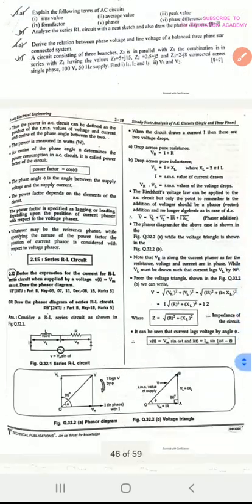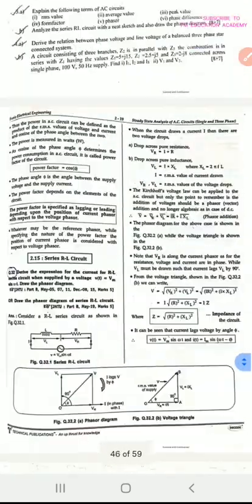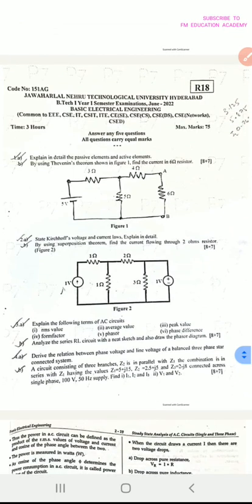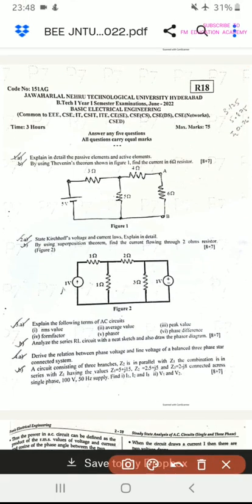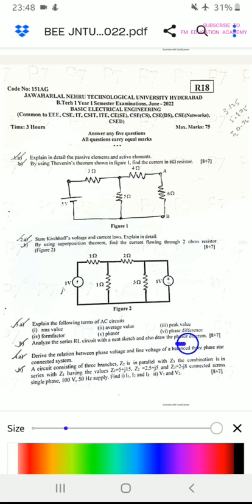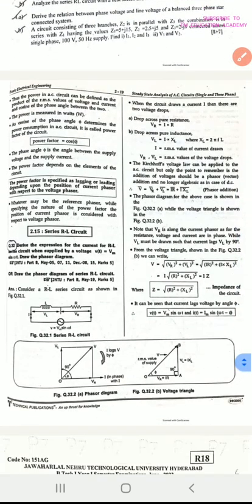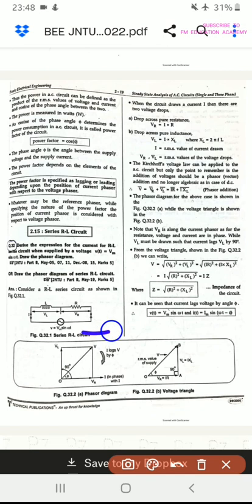Next we have this question: analyze the series RL circuit with a neat sketch and also draw the phasor diagram for it. So we have to explain what is a series RL circuit and we have to draw it also. So this is our answer: series RL circuit and drawing the phasor diagram. With respect to this, VR is IR, VL is I XL.